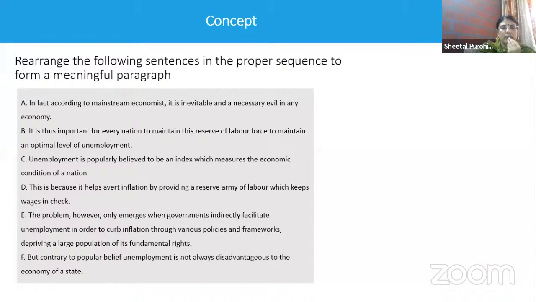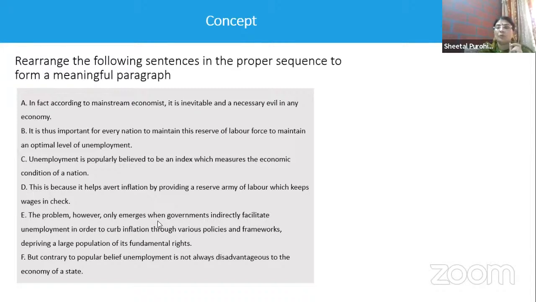C, D, C, A. So first C is unemployment, this is correct. Then the next one is, say, it is in fact, according to me, inevitable to the economy. Fine, you are saying A. Some are saying F. It has to be C and F. And then we can say A. It has to be C, F, A. C, F, A, and then this A is correct. Clear?